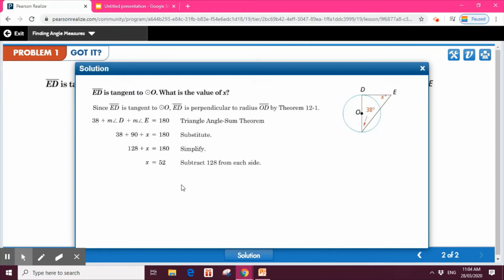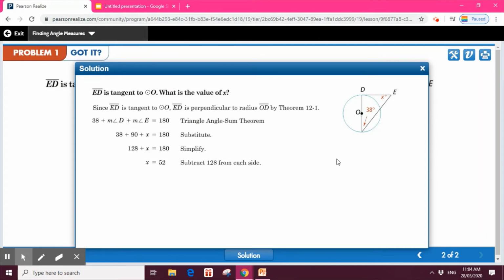x equals 52. Since line segment ED is tangent to circle O, line segment ED is perpendicular to radius line segment OD by theorem 12-1. So 38 plus the measure of angle D plus the measure of angle E is equal to 180 degrees by the triangle angle sum theorem. So 38 plus 90 plus x is equal to 180.